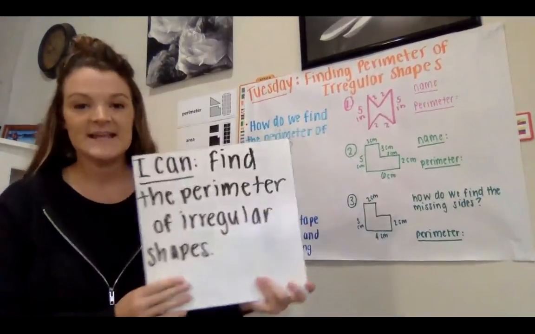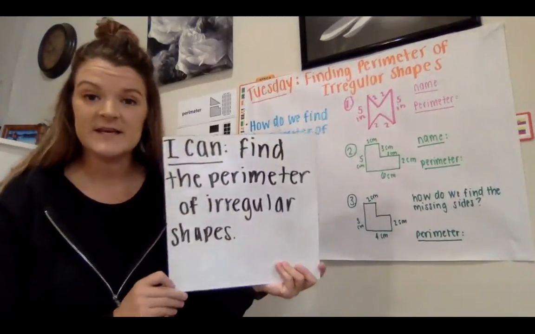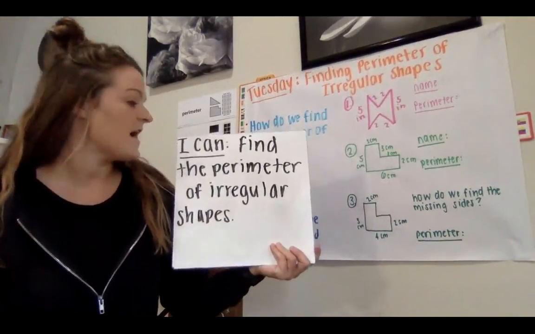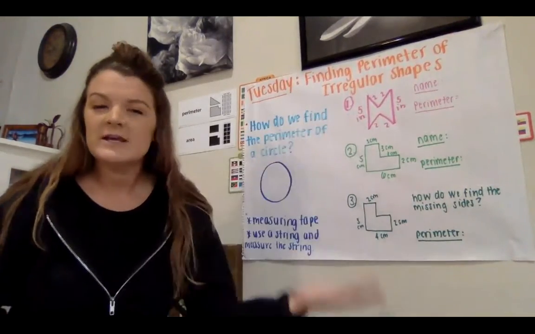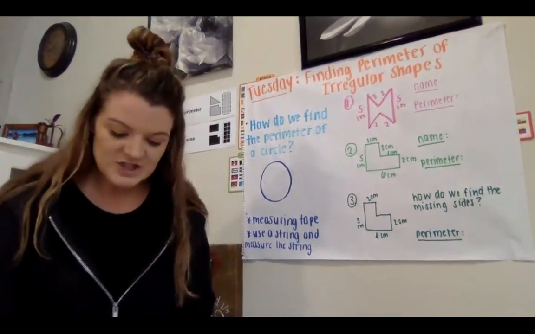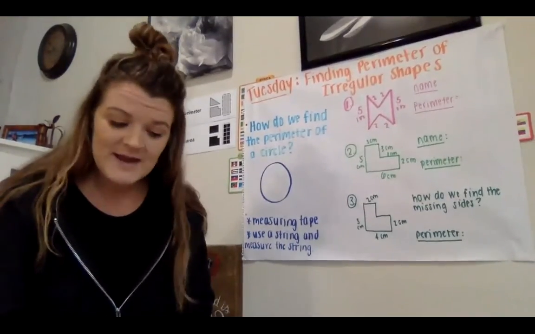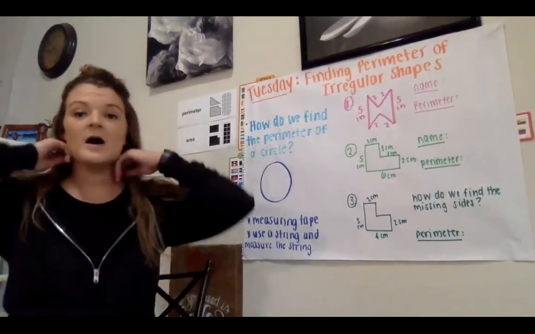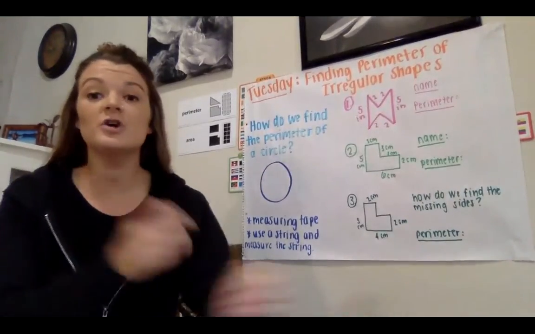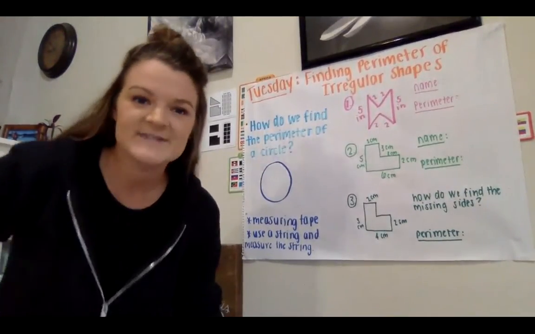Our I can statement for today, or what we're going to be focusing on, is I can find the perimeter of irregular shapes. When I use the word irregular shapes, we're talking about shapes where all sides may not be equal. They're not the shapes that we're used to seeing. Irregular shapes can also include circles because they do not have sides.